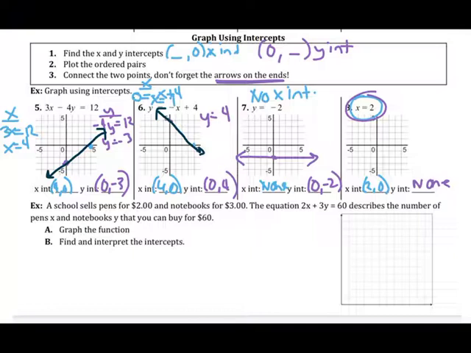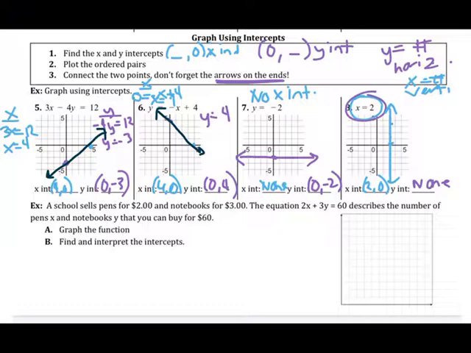So anytime you only see one variable, y equals or x equals, y equals a number is always going to be a horizontal line. X equals a number is always going to be a vertical line. So if you think about number 8, here is where x equals 2. This is going to be a vertical line because everywhere along this line, x is equal to 2.